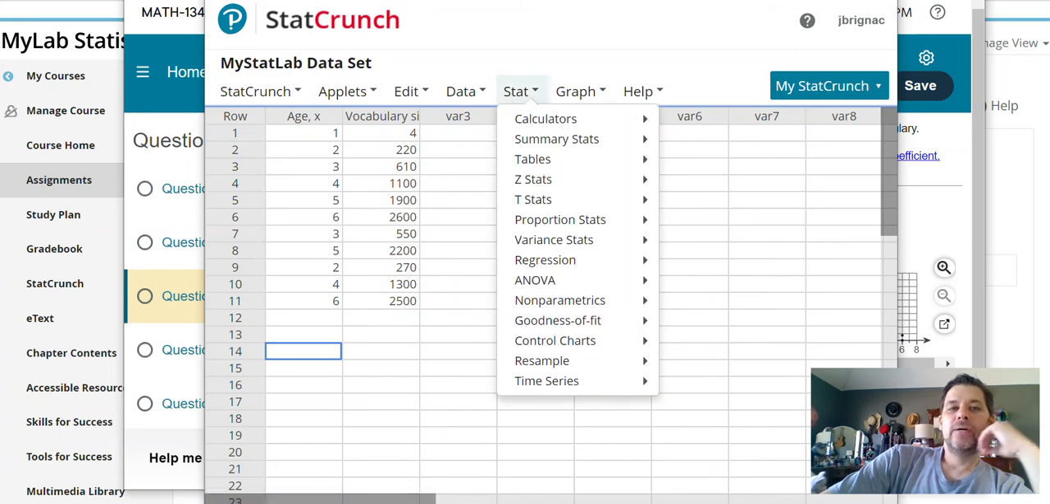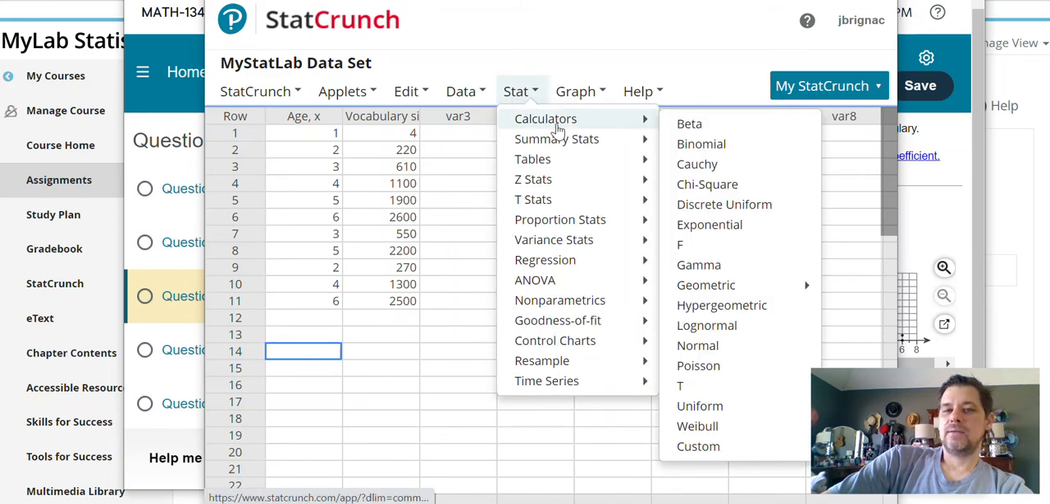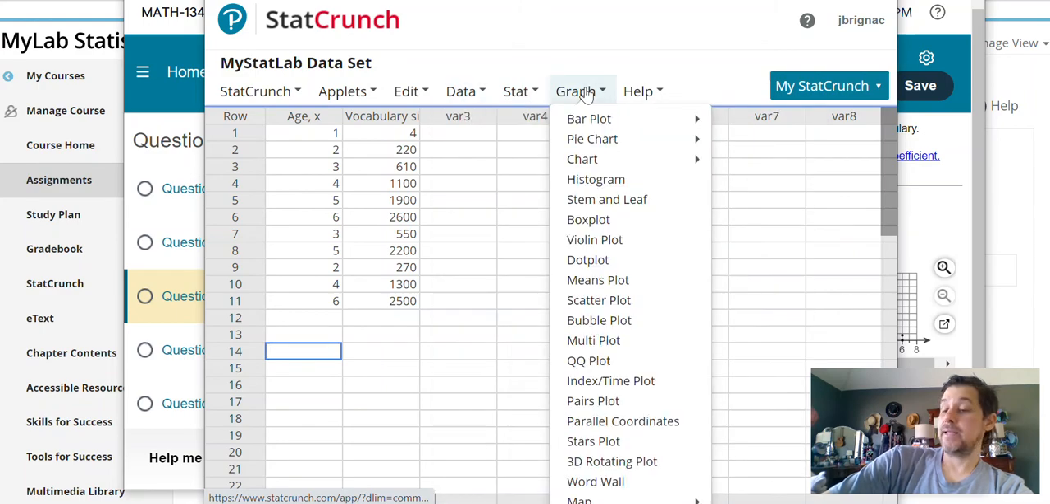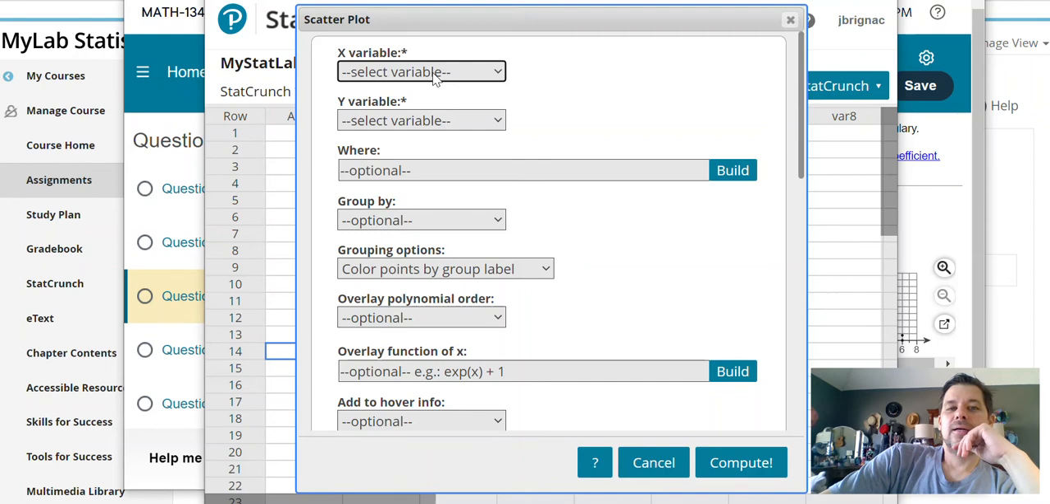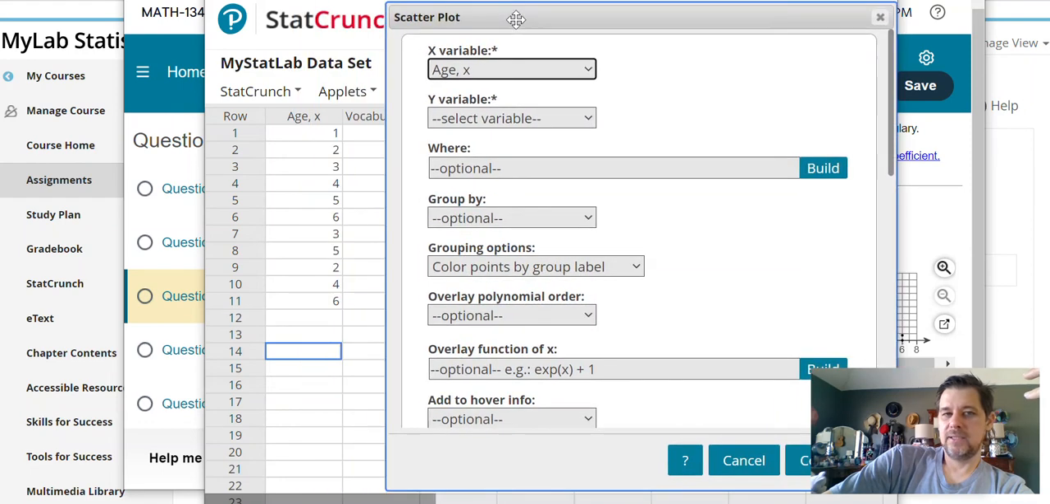Now, the question was to make a scatter plot, okay? That's what we were talking about at the beginning of the video. So I go to graph, and I choose scatter plot, and I have to select the variables. So I want age to be the X variable. That was how it was indicated in the data table, that we want that to be X. We want that to be the horizontal variable. And vocabulary size, we want that to be the Y variable, so I select accordingly.